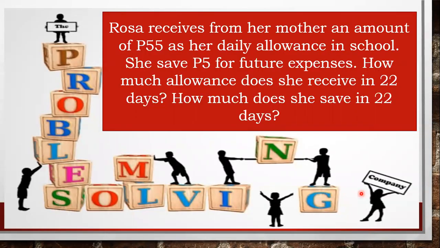Okay. This is an example of a routine problem. Let's find out why. Let us read the problem. Rosa received from her mother an amount of 55 pesos as her daily allowance in school. She saved 5 pesos for future expenses. How much allowance does she receive in 22 days? How much does she save in 22 days?